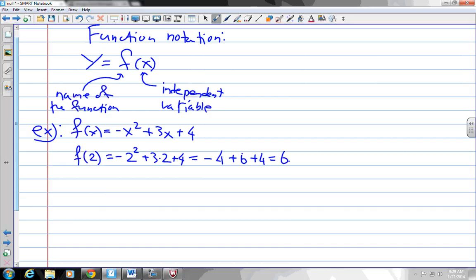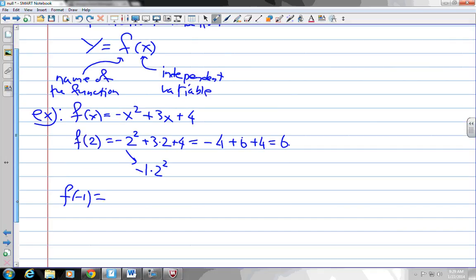So this is the big thing. If we had parentheses like that, then it would make it positive. But we don't. So this is equivalent to saying negative 1 times 2 squared. So that remains a negative. Okay? Good. How about f of negative 1?